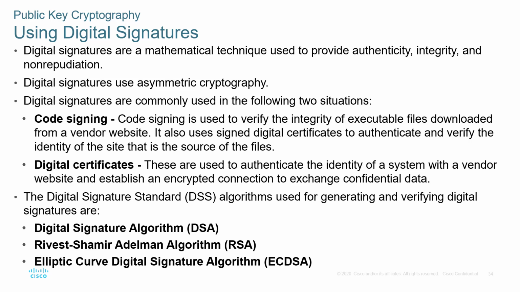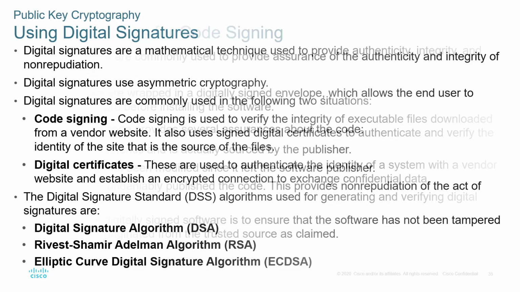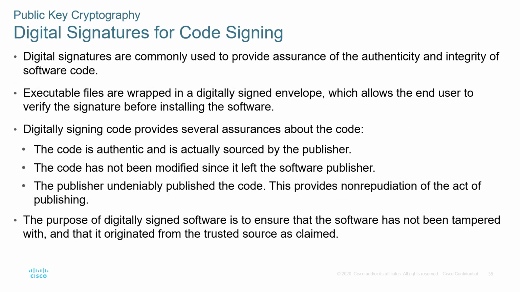The digital signature standard, or DSS algorithm, is used for generating and verifying digital signatures, and they are things like the DSA, RSA, and the ECDSA. Realistically, the digital signature algorithm and the RSA are the two big types of certificate standards or algorithms that we should be looking at. The RSA is an encryption algorithm that is becoming more difficult to break when we look at asymmetric encryption. Digital signatures are commonly used to provide some level of assurance, authenticity, and integrity, again looking at either the code or web content.